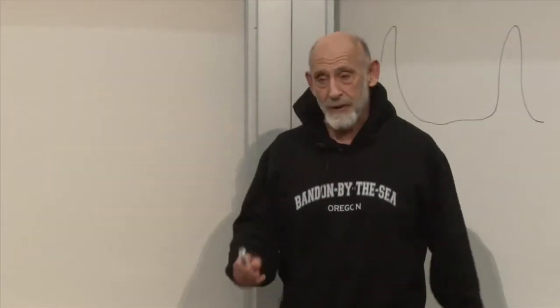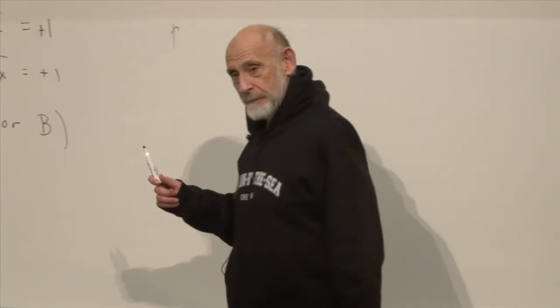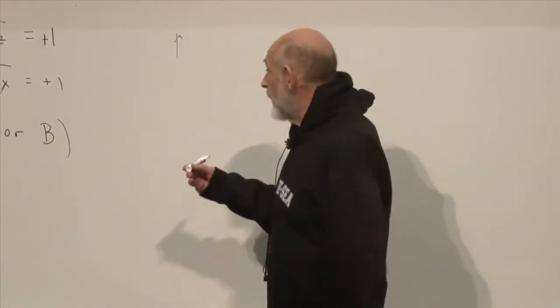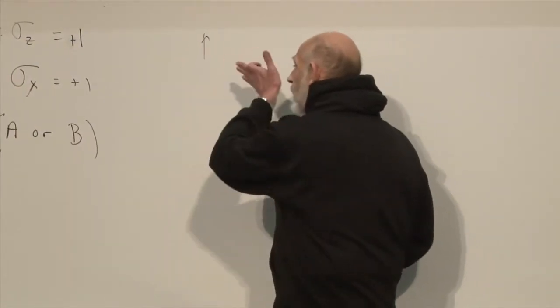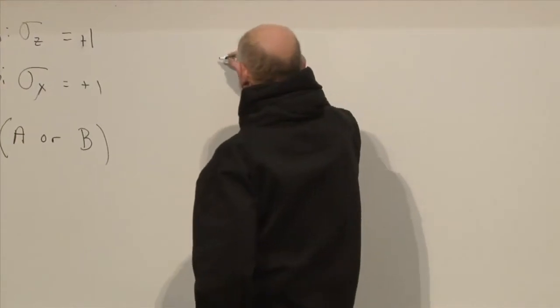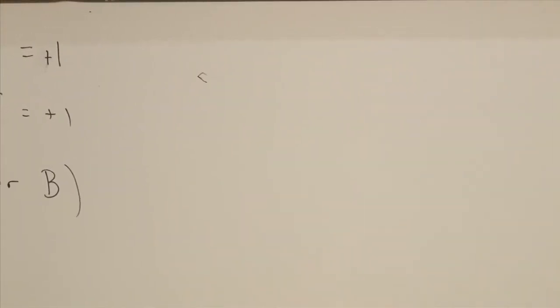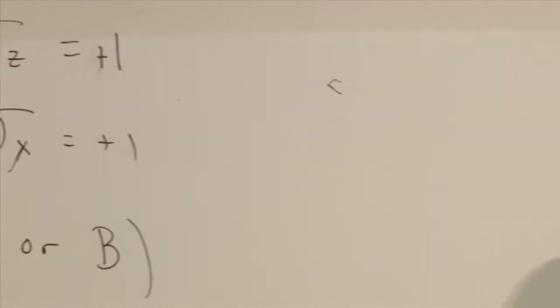Okay, but the problem is that in measuring B the first time around, we prepare the spin along the x-axis. Whatever we get, whether it's this way or this way, we have prepared that spin along the x-axis. What will the next experiment give when we measure it along the z-axis?